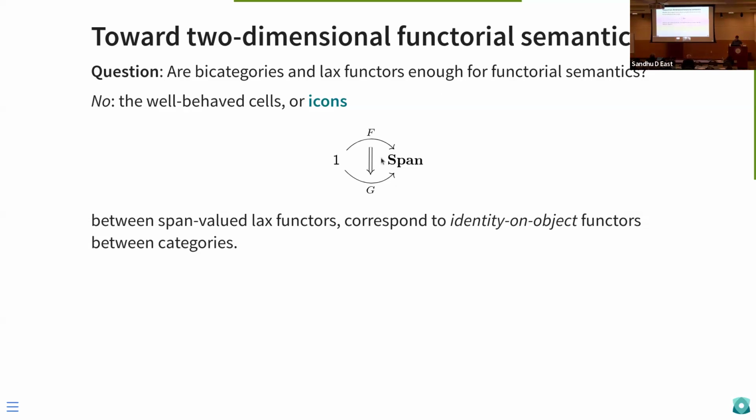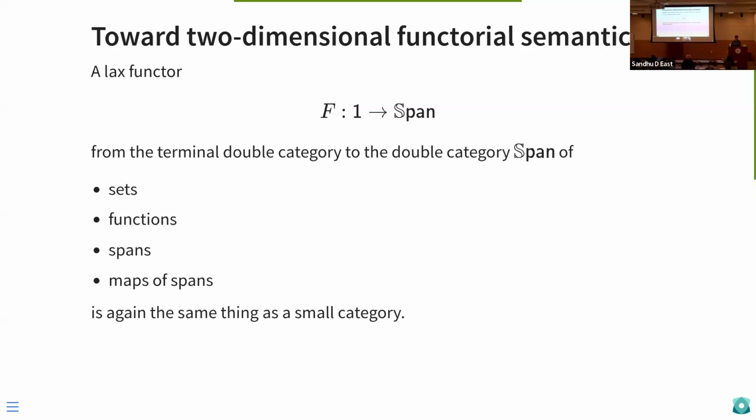if you look at the maps between these lax functors, the ones that are actually well behaved are these funny things called icons. And it turns out that if the lax functors correspond to categories, these icons correspond to identity-on-objects functors, which is a pretty restrictive and unusual kind of map to look at between categories. So in this form, this story can't really get off the ground. I think that's the reason why it was basically just a curious observation for a long time.